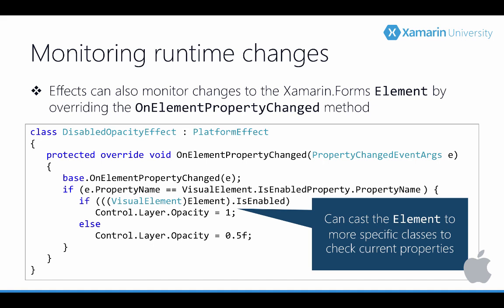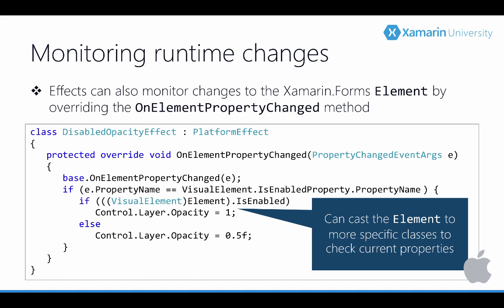So first, make sure you pass on to the base class, and property names arrive as strings. Now you can use bindable property definitions to avoid hard coding values, and you can cast to more explicit types when specific notifications arrive. So here, for example, we are fairly certain it's a visual element because we got an IsEnabled property change, and this would break if someone declared a new IsEnabled property and didn't derive from VisualElement. But that's not the case with anything defined in Forms today, so it's a pretty safe bet.